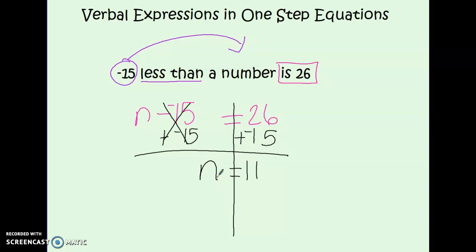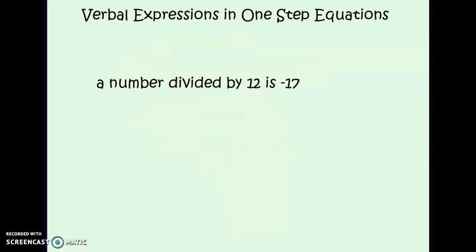Now, let's make sure that we're right. We're saying that negative 15 less than a number is 26. So if I plug this 11 into our equation here, oops, let's try that again. 11 minus negative 15, does it equal 26? So I'm going to change it to adding the opposite. 11 plus 15 does equal 26. So we do have the correct answer.